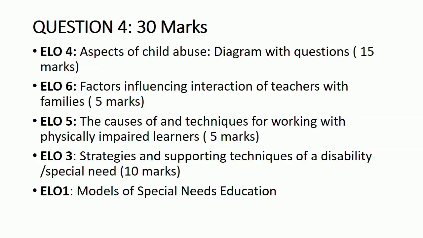And then we look at exit learning outcome 5. It looks at the causes and techniques for working with physically impaired learners. So again, there it goes to cerebral palsy. It also has an aspect of epilepsy that comes in here. So what are the causes and what are the techniques for working with learners with physical impairment?